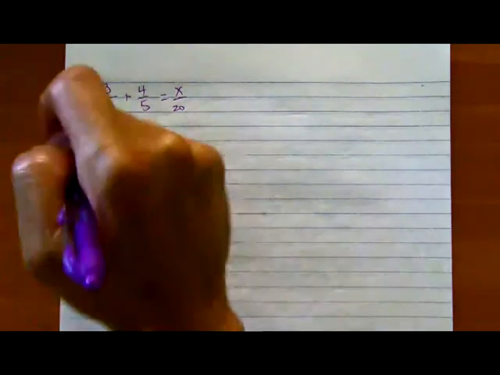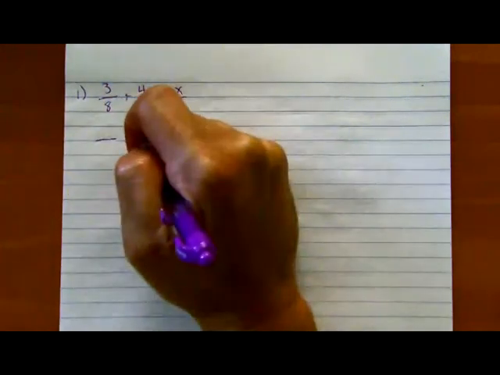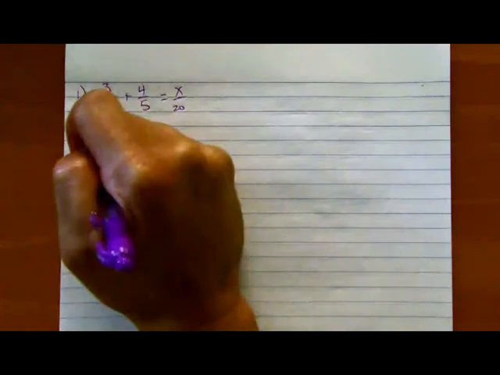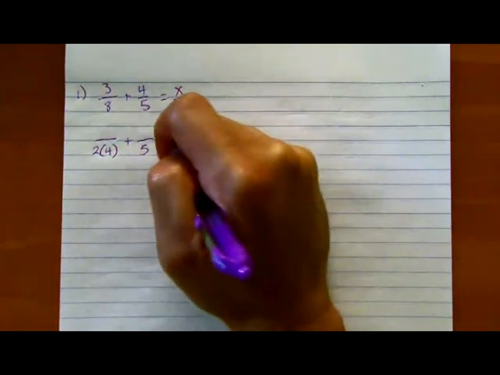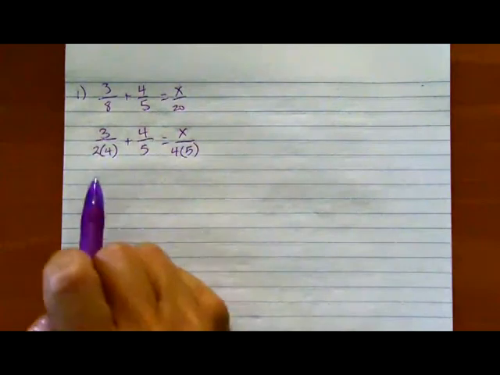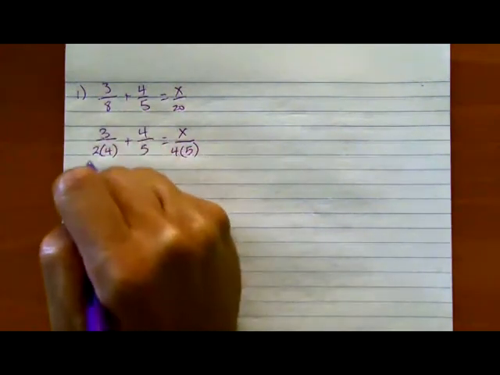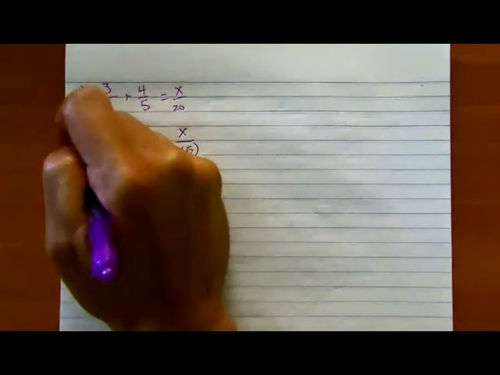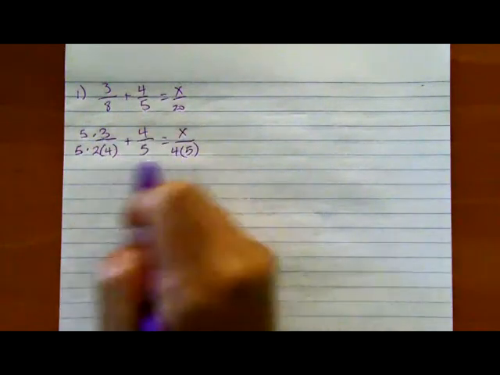Okay, if it helps, I'm going to factor each of the denominators. Maybe you'd see it better. 8 is 2 and 4. 20 is 4 and 5. Okay, so we need to figure out what we need to multiply by so that all the denominators match. This denominator is missing the 5. This denominator is missing the 2 and 4.